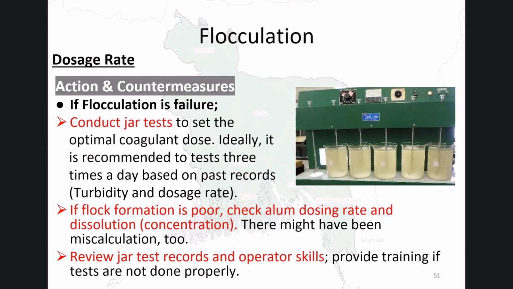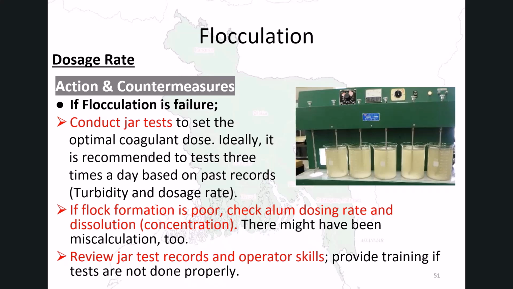When flocculation performance is poor, firstly you have to check the jar test situation. Conduct jar tests to set the optimal coagulant dose. Ideally, it is recommended to test 3 times a day based on past records. Then, if floc formation is poor, check alum dosing rate and dissolution. There might have been a miscalculation, too.